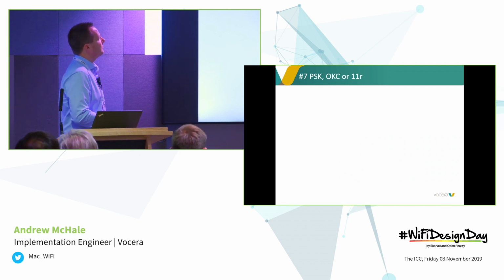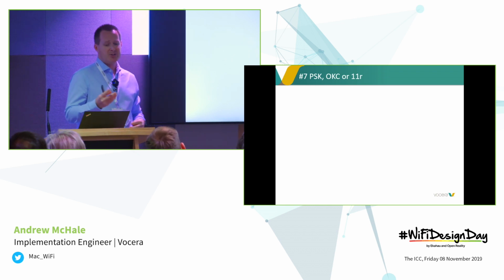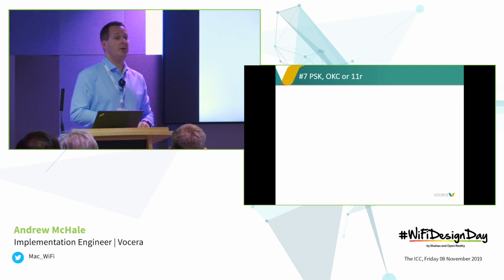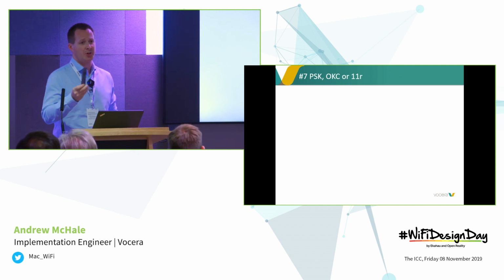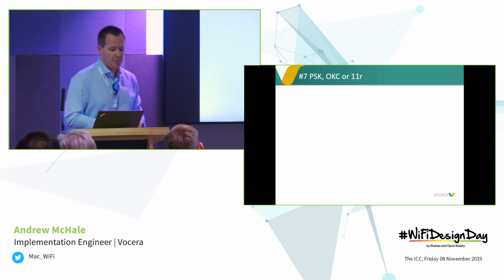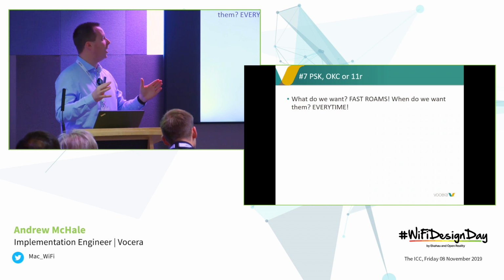Okay. So, PSK, OKC, and 11R. I did a presentation at WLPC last month on KV&R on voice. So go and look at it on YouTube or on the WLAN Pros website, and it'll give you a lot more information about the amendments there. Very, very useful for voice. But what do we want? Fast roams. When do we want them?